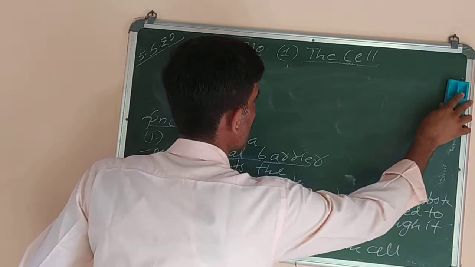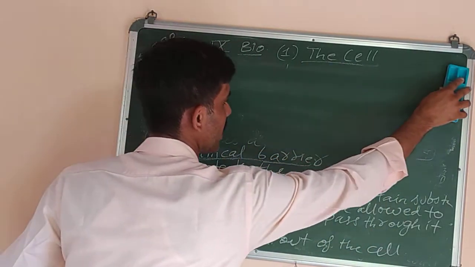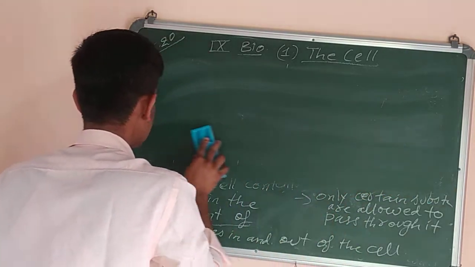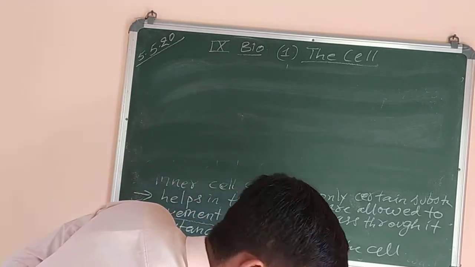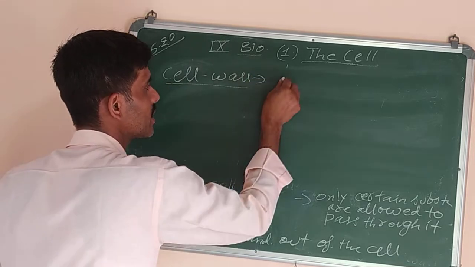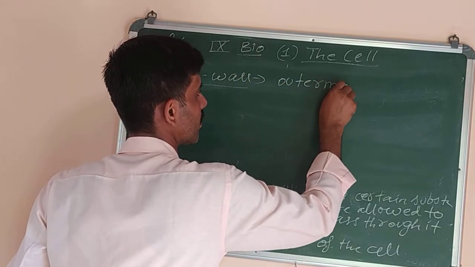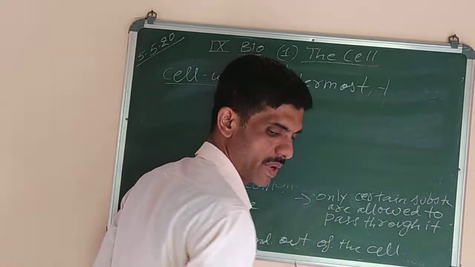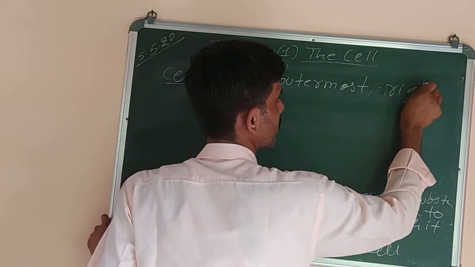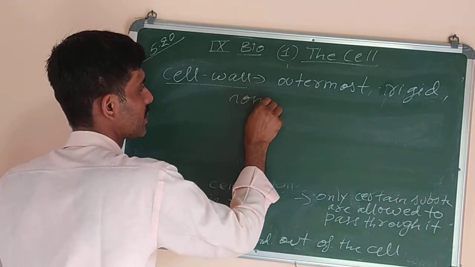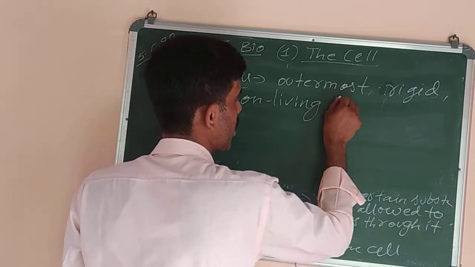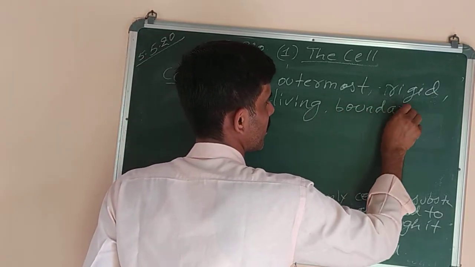What is cell wall? Cell wall is the outermost tough or rigid boundary of plant cells. All the plant cells have this cell wall. It is not found in animal cells. So cell wall: outermost, tough, or we can also say rigid, non-living, these are the characters. Outermost rigid, non-living structure or boundary present.